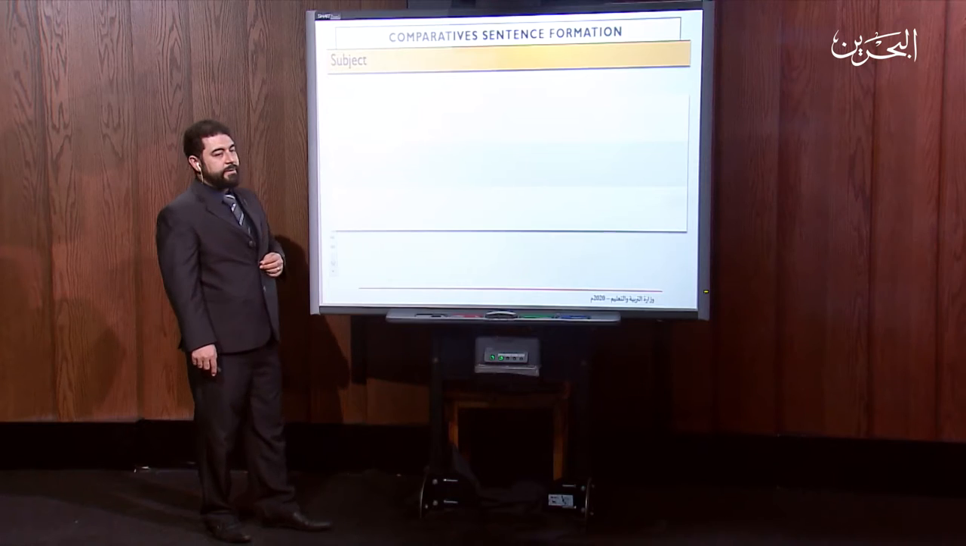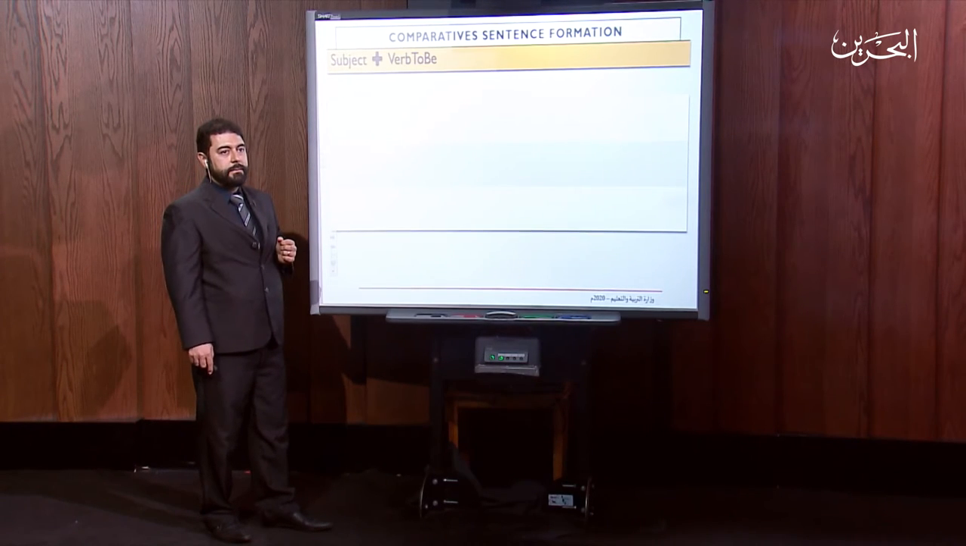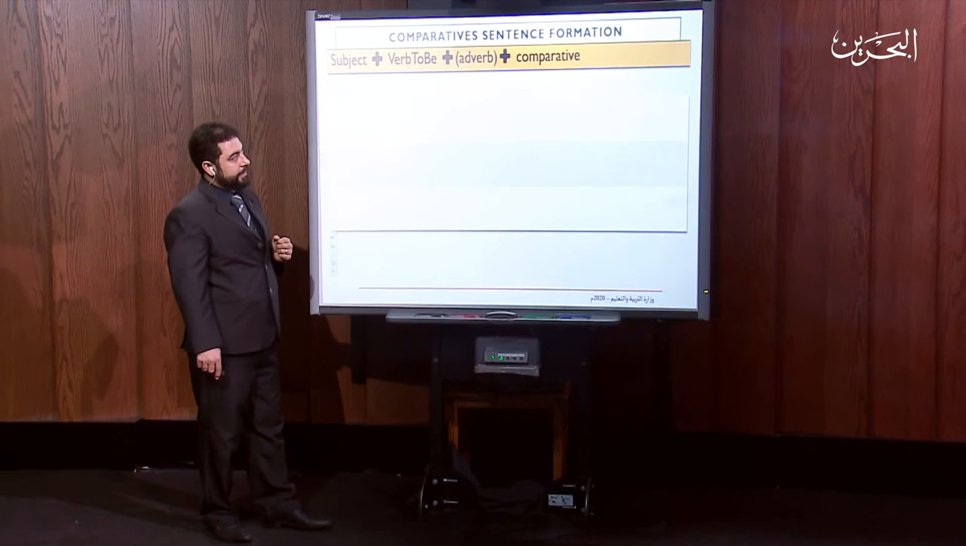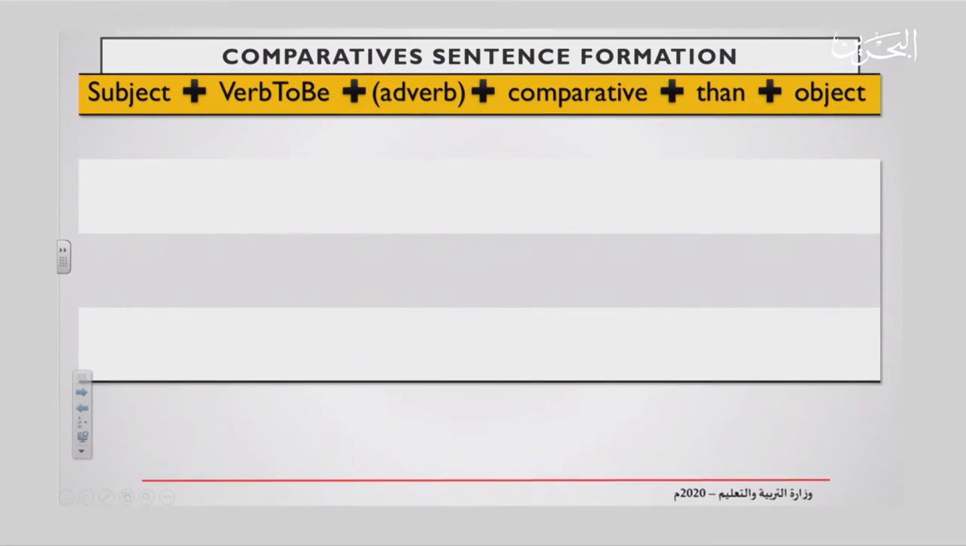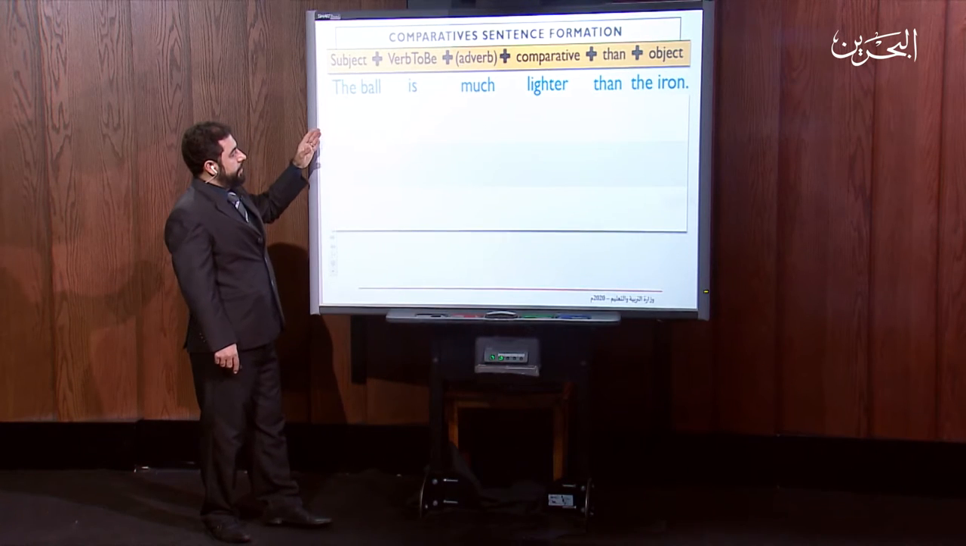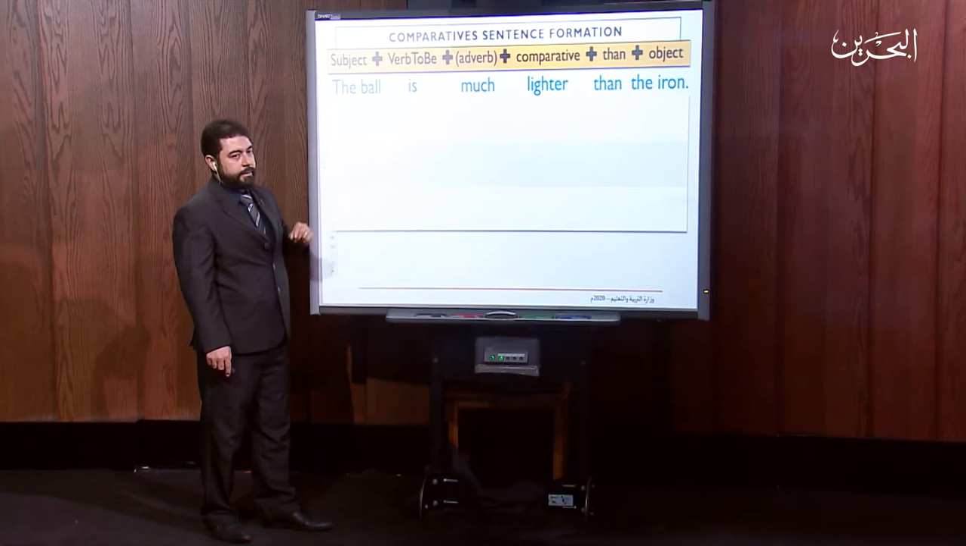Forming the comparative sentence. You have a subject plus verb to be plus adverb plus comparative plus than plus object. For example, subject, the ball. Verb to be for the ball is. Example, adverb, much. Lighter is a one-syllable adjective that is added with ER. Then you write than as it is, then the object, which is iron, which is very heavy. The ball is much lighter than the iron.